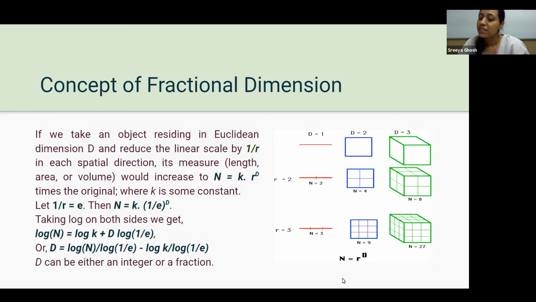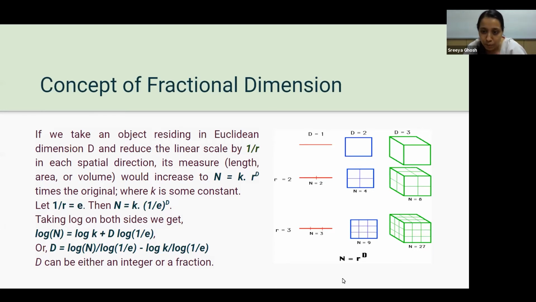Now, those were the integer dimensions. Now, let us come to fractional dimension. Suppose we take an object residing in the Euclidean dimension d and then reduce the scale by a size of 1 by r. Then the measure, the length or the area or volume, would increase to n. N is equal to k times r to the power d, where k is some constant.